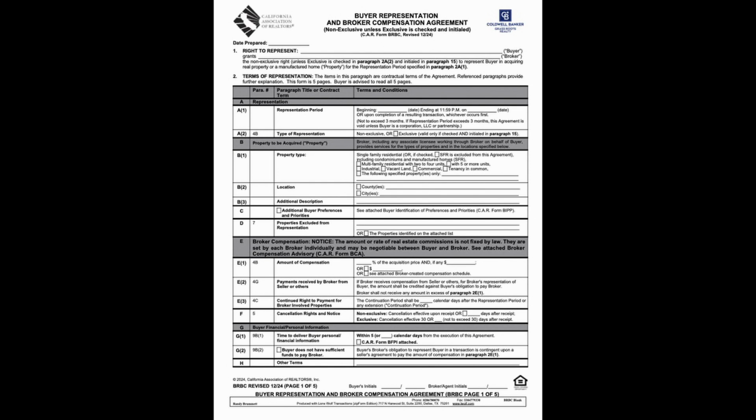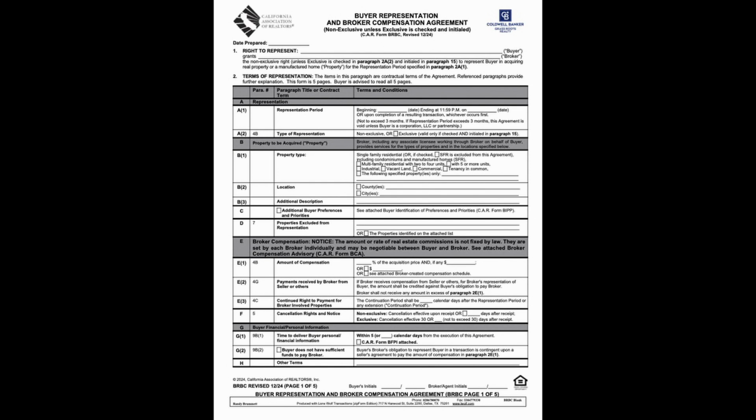Section 1. Right to represent. This is where you, the buyer, give the broker permission to represent you in your search for a home or property. It also defines what you're trying to buy, whether that's a house, a condo, a manufactured home, or even vacant land. Think of this as the official start of your working relationship.